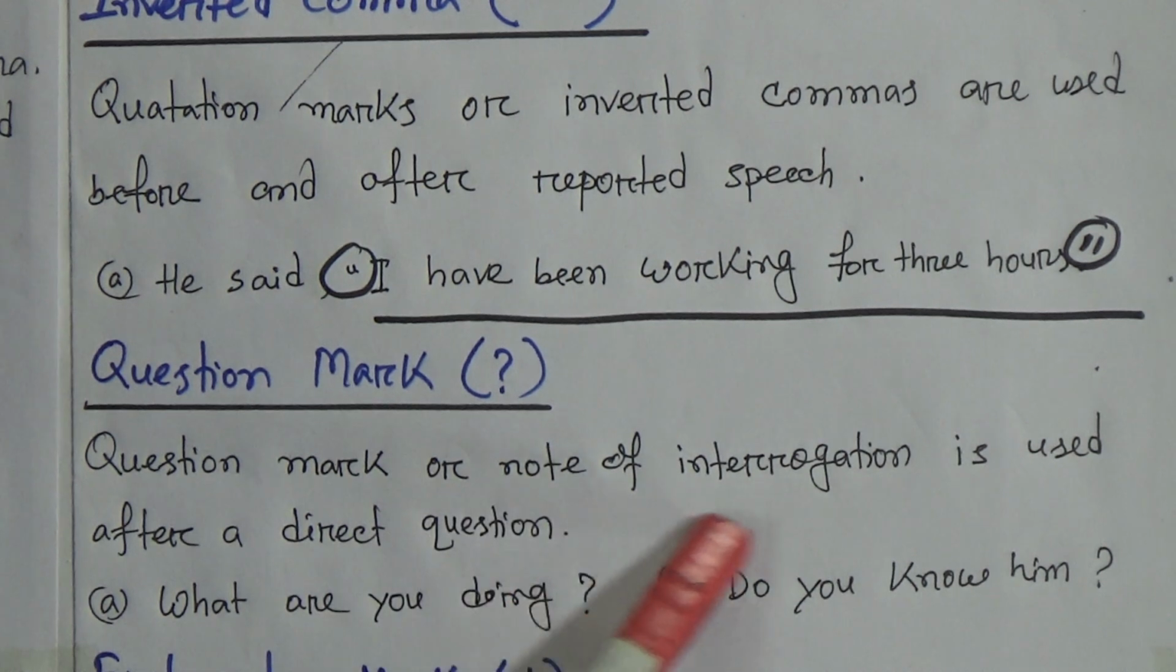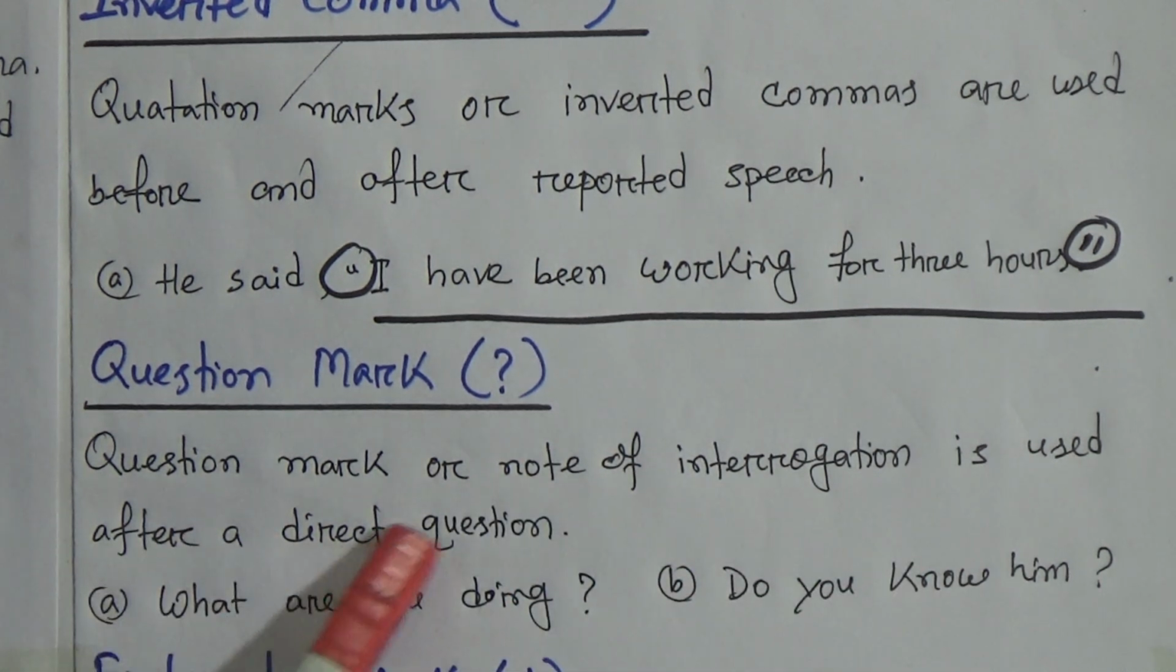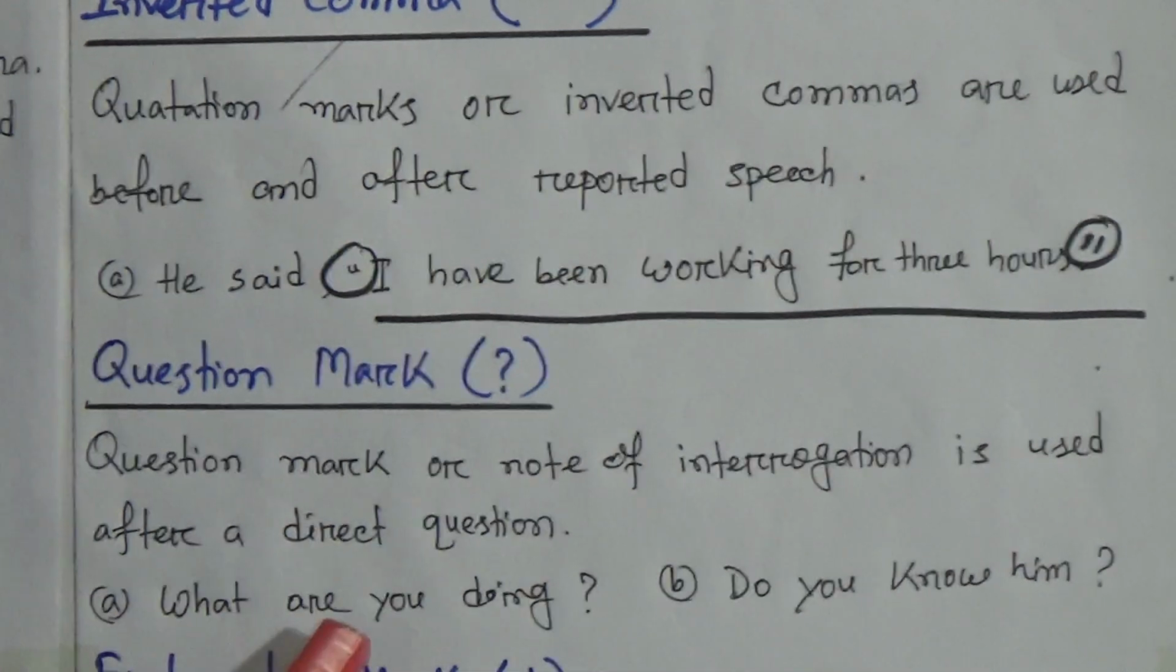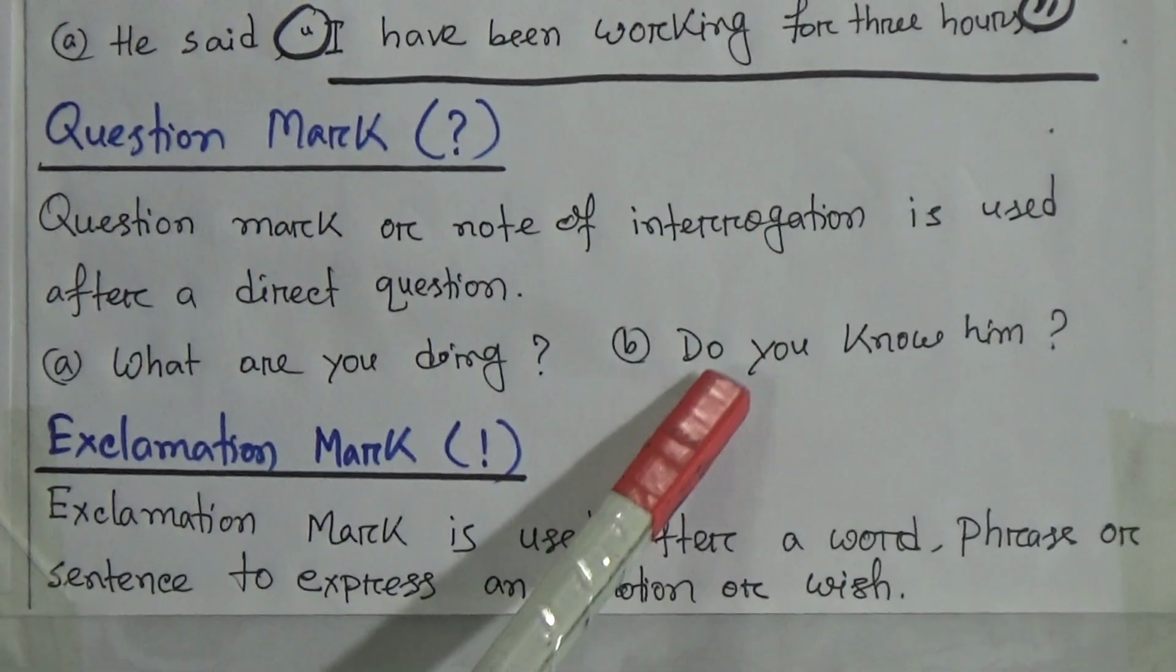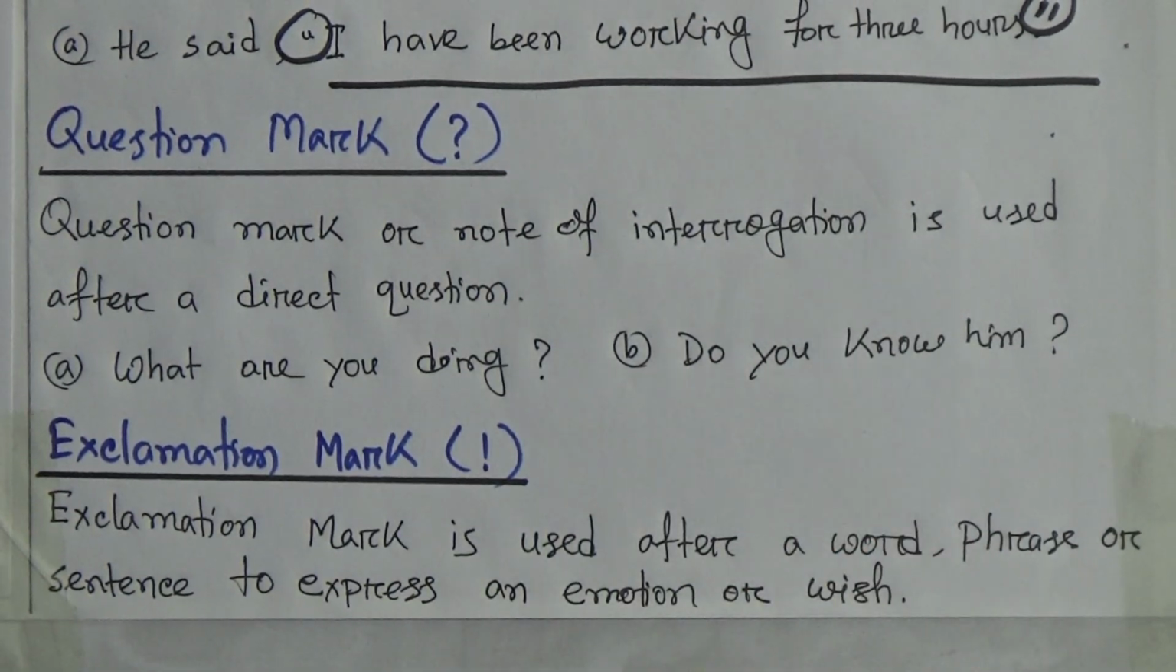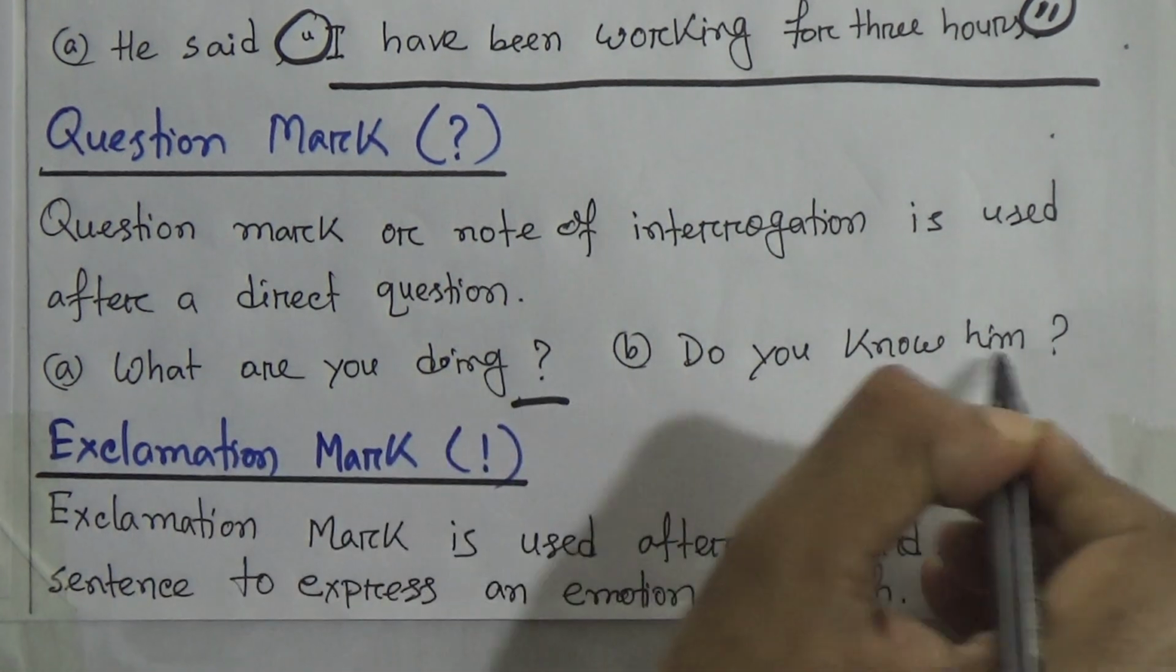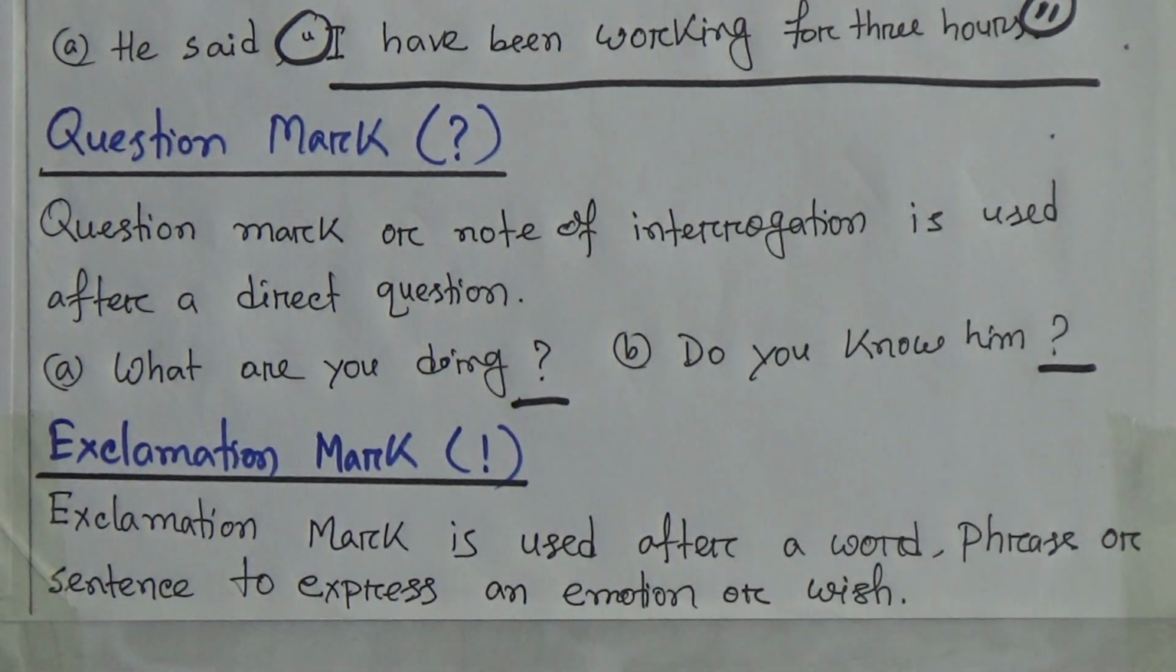The next one is question mark. Question mark or note of interrogation is used after a direct question. For example, what are you doing? Number B, do you know him? And look, the note of question mark.